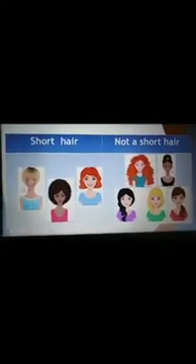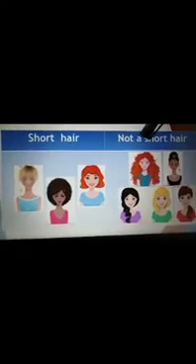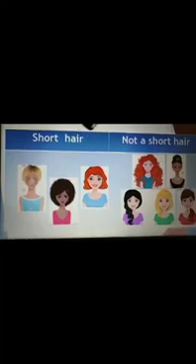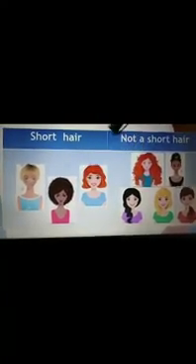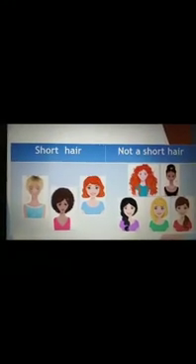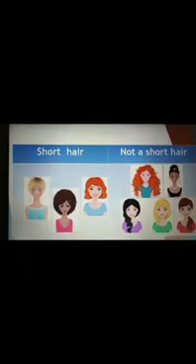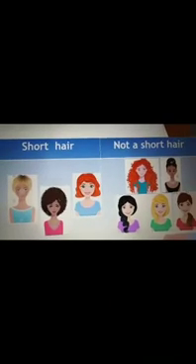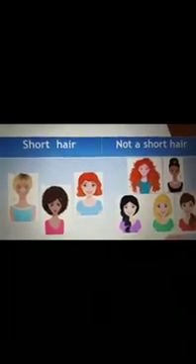Here we go. Again, we have two groups. And again, the first group is labeled as short hair. The second group is labeled as not short hair. Now, how many girls have short hair and how many girls don't have short hair? As we can see, there are 3 girls that have short hair, and there are 5 girls who don't have short hair. So we can also write this Carroll diagram in another way using numbers only.